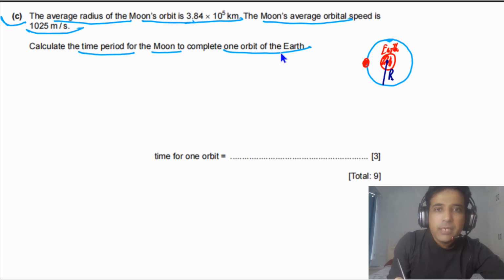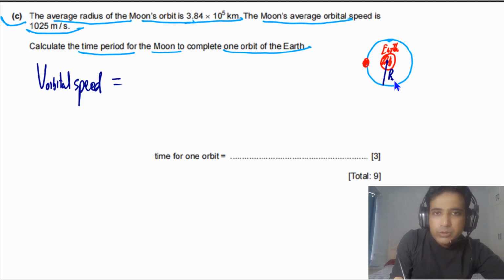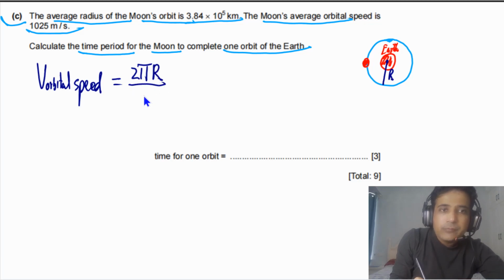Orbital radius, and the speed of the moon is also given to us. Average orbital speed is given. So the average orbital speed, we can simply say orbital speed. We are talking about average orbital speed. This will be equal to the total distance traveled by the moon in one cycle. That distance will be equal to 2 pi r divided by time taken, so the time period.